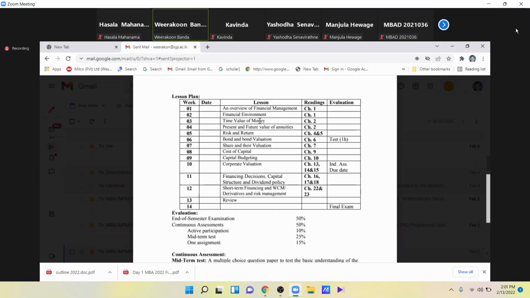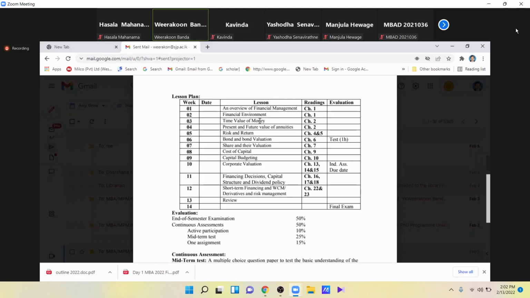Then capital structure. It concerns the long-term capital, debt capital and equity capital, which we consider as a long-term financing source. Concerning long-term finance, we discuss capital structure. In some cases, we use the term leverage. Leverage means debt, debt capital.